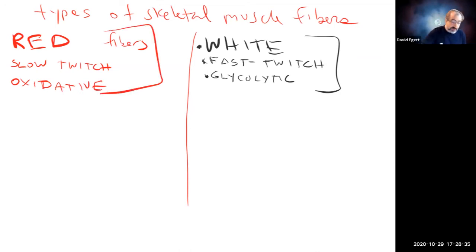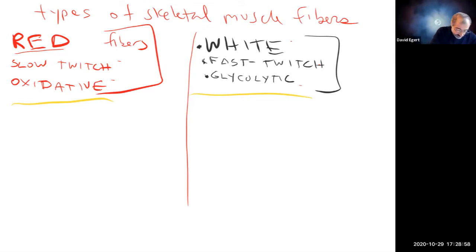The red, they have a red color. Slow twitch, they're going to contract more slowly. Oxidative, they're going to use oxygen. The white, fast twitch, they're going to contract more quickly. Glycolytic, meaning they use glycolysis, these anaerobic pathways. So let's look at each of these in more detail.